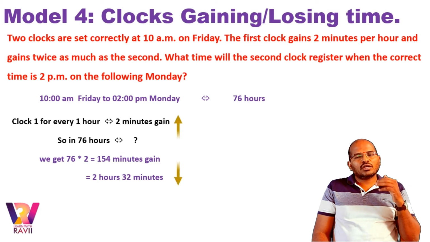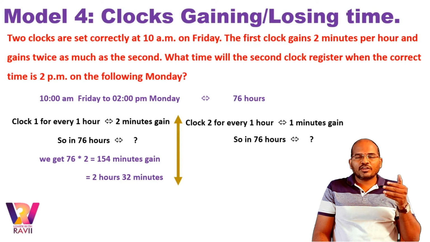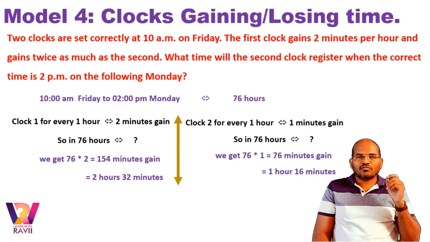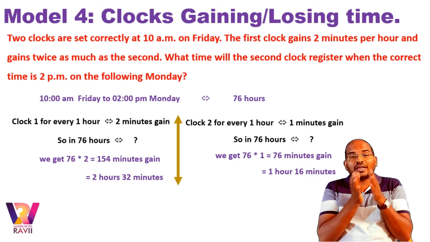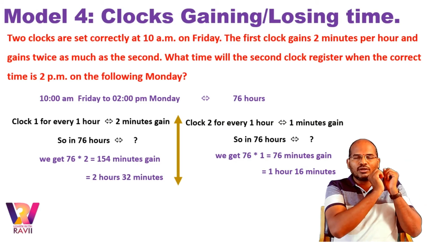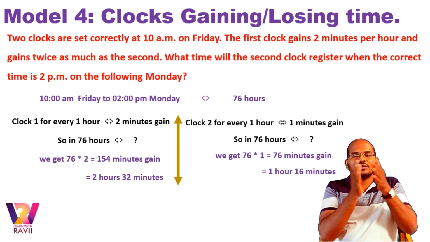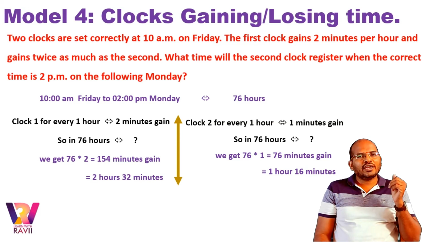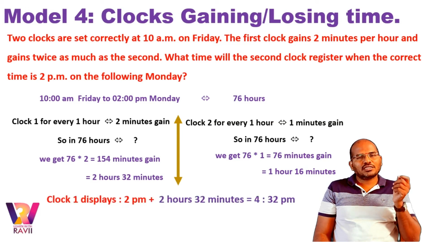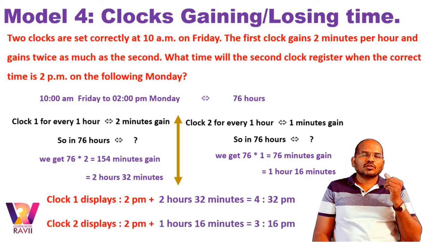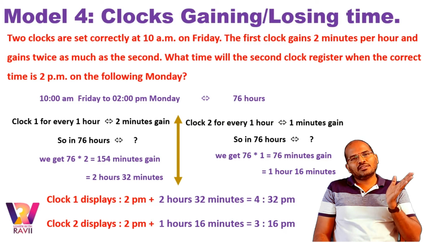Now coming to case 2, the second clock gains every 1 hour only 1 minute. Why did you get 1 minute? Because the first clock gains twice as much as the second one. The second gains 1, the first gains 2. So finding it again, the second clock gains 76 into 1, 76 minutes, which is the same as 1 hour 16 minutes. And add these things, you get the display of clock 1 and the display of clock 2, which is 4:32 p.m. and 3:16 p.m. So this is how we solve a model in clocks gaining and losing time.